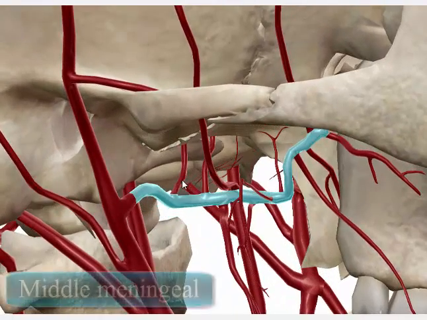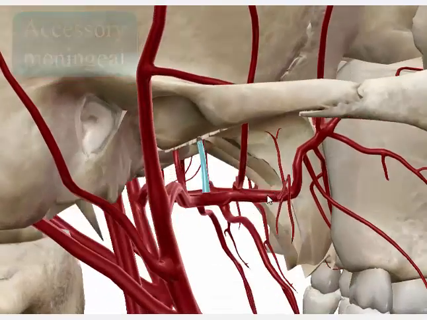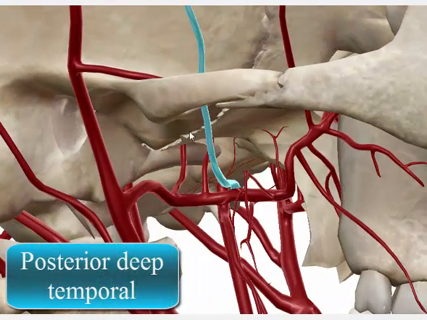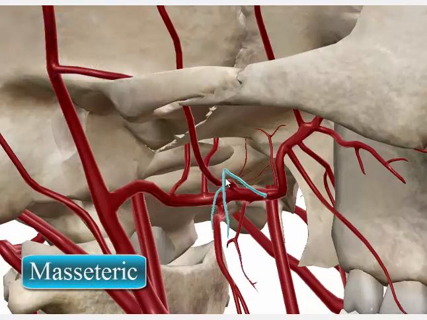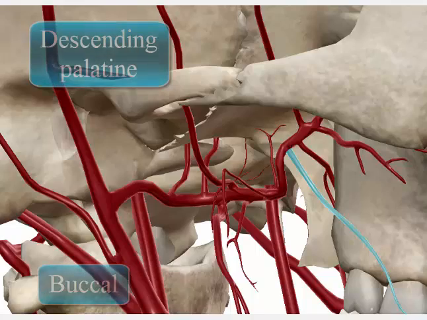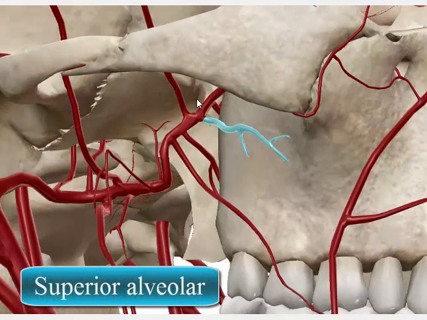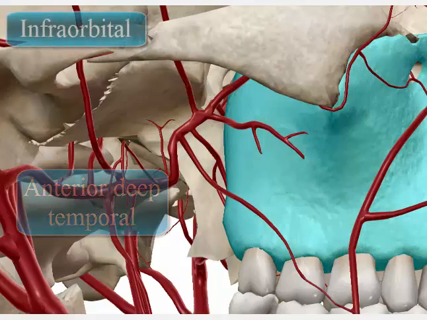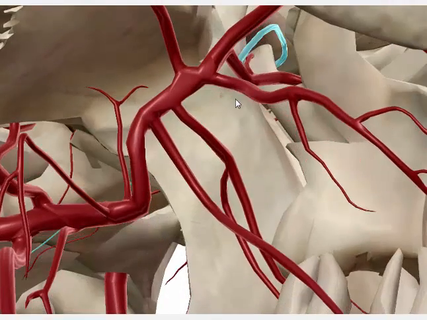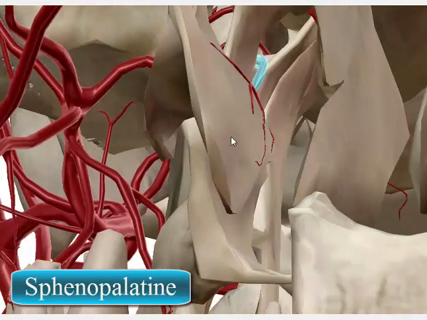These are the middle meningeal artery, accessory meningeal artery, inferior alveolar artery, posterior deep temporal, medial pterygoid, masseteric, lateral pterygoid, buccal, descending palatine, superior alveolar, anterior deep temporal, infraorbital, pharyngeal, Vidian artery or the artery of pterygoid canal, and sphenopalatine artery. The last one is the terminal branch of the maxillary artery.